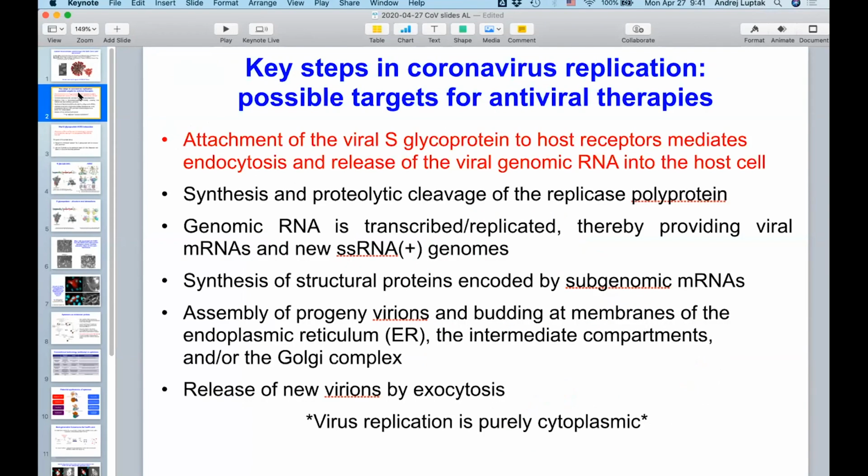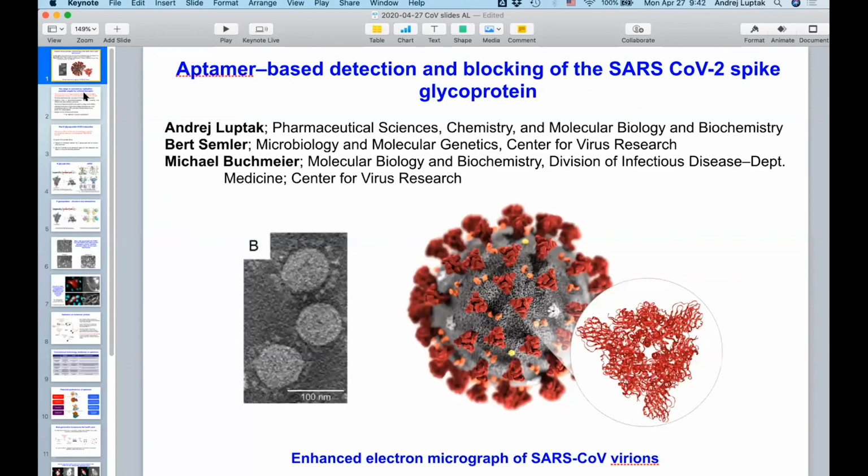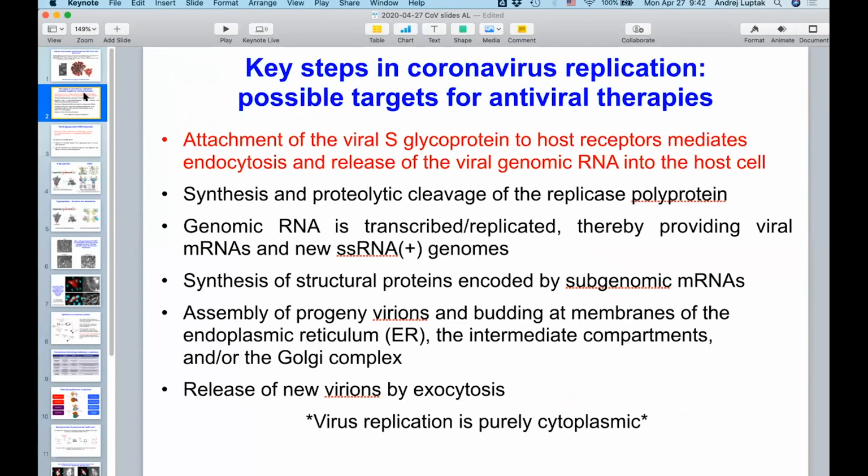If you think about coronavirus replication, here's a list of the key steps that you might want to interfere with or use, either for therapy or diagnostics. We're focusing on the S-glycoprotein because that's the first point of contact. That's what touches the receptor and helps in release of the viral RNA in the host cell.